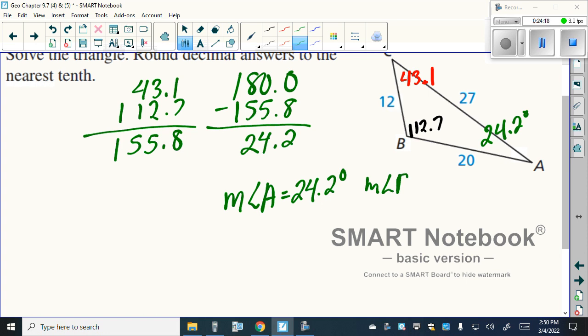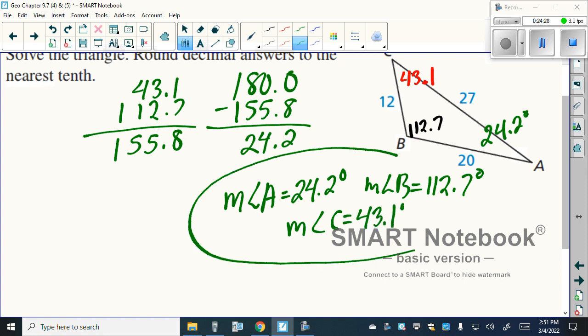Measure of angle B is 112.7 degrees. And the measure of angle C is 43.1 degrees. And that's it. That's all we have to do for these here. Questions on this? Any other questions on these here? Really, if 3 sides is just using the formula twice and plugging it in, it's actually a little bit easier than if we're given 2 sides and an angle. And that's it.